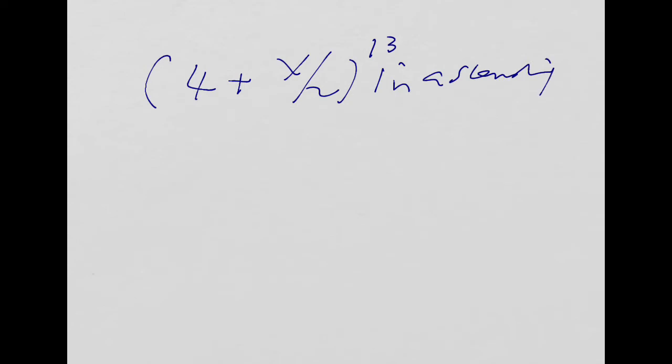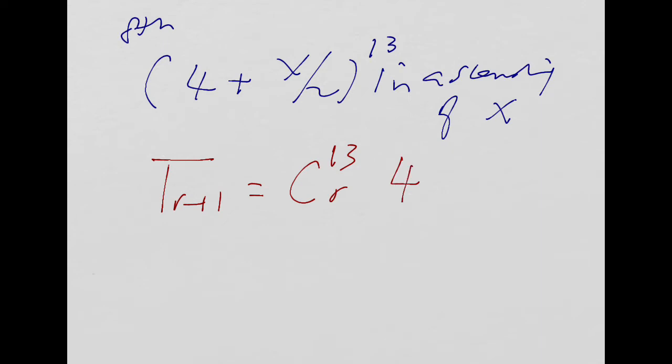Okay. 4 plus x divided by 2, to the power of 13, in ascending power of x. How do we do that? The eighth term. Okay, so you need to use our general term formula. Okay, this is ascending power.